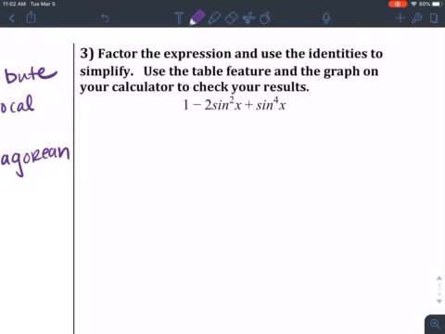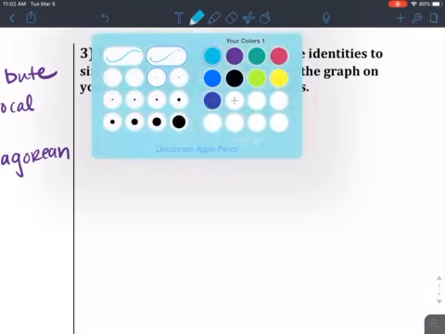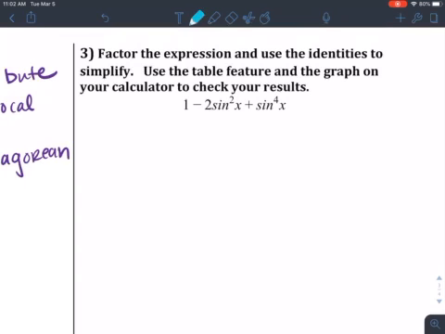Number 3, factor the expression. Then use the identities to simplify. Like I was saying before, we can rewrite this. Instead of sine squared x plus sine to the 4th x, this could be 1 minus 2. And we'll just say that sine x is equal to a. So a squared plus a to the 4th.